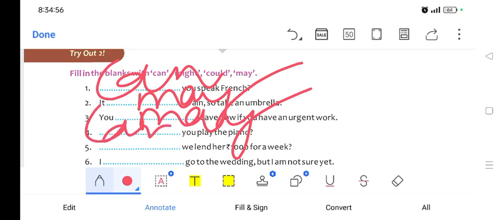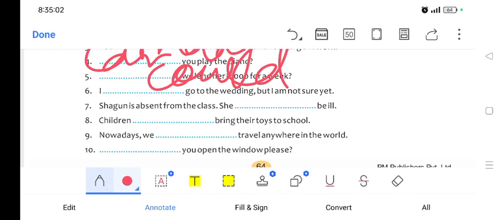Next, could we lend her 1,000 for a week? Here you are requesting in a humble tone. Now the next one, I may go to the wedding, but I'm not sure. So here you could use might also, like possibility, or with hesitation whether you will go or not.